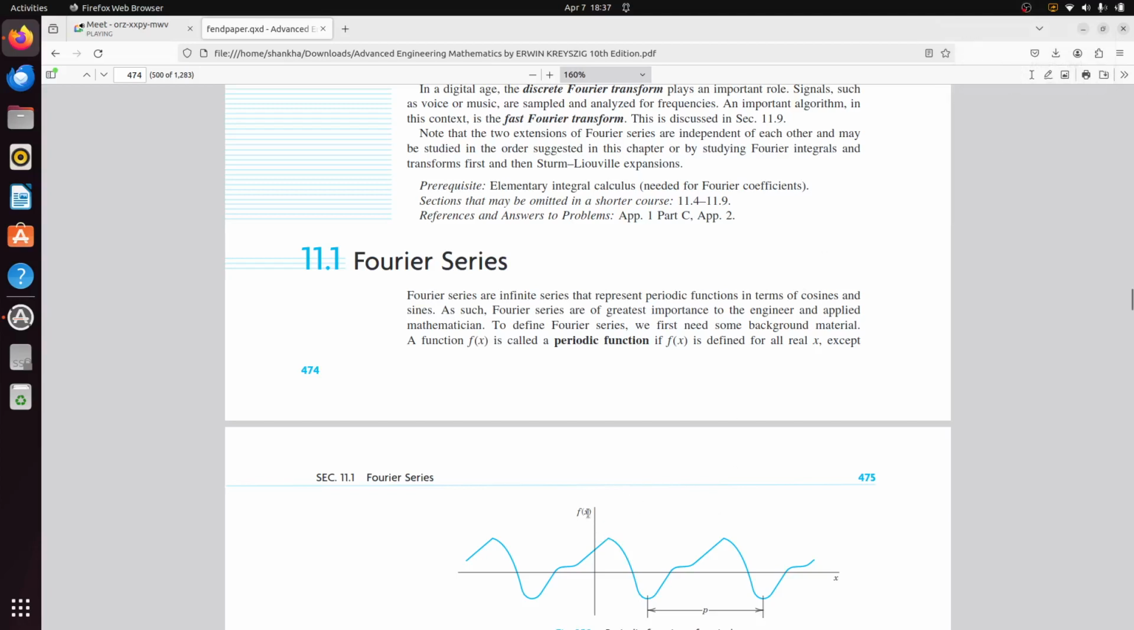Okay, so in today's class we will start learning about Fourier series. We will try to cover the concepts of Fourier series, then we will solve some problems. So first of all, I am following the book by Professor Erwin Kreyszig.